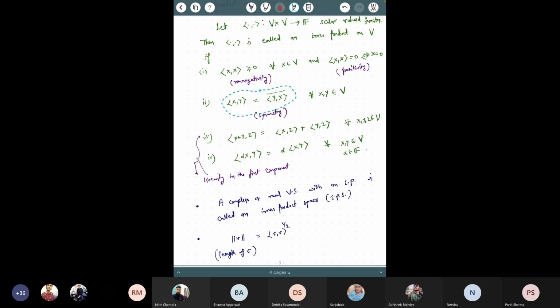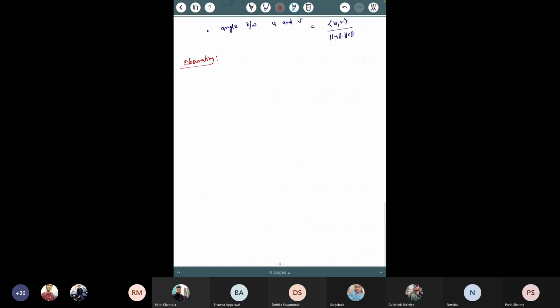So what I'm saying is the following, that in this observation you can say, or let me write this as a question here, that why do we need conjugate symmetry in the second point here?